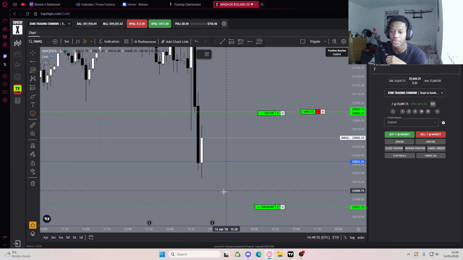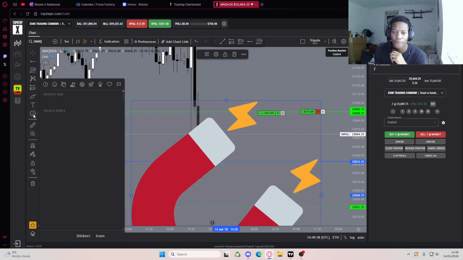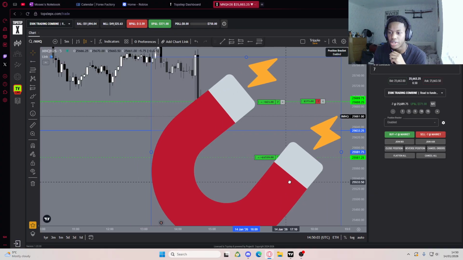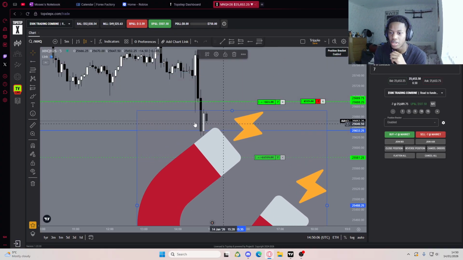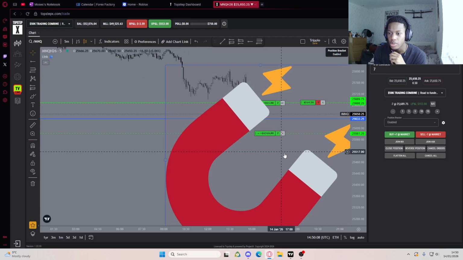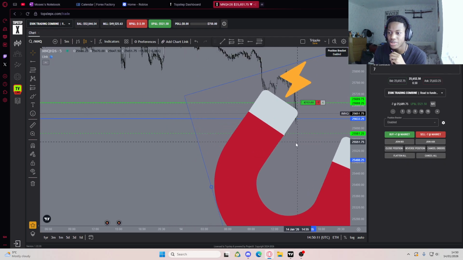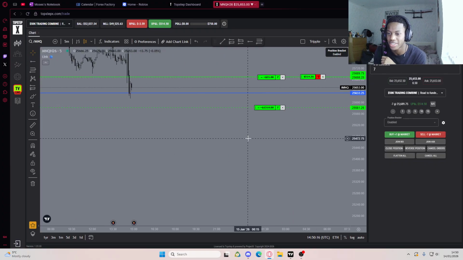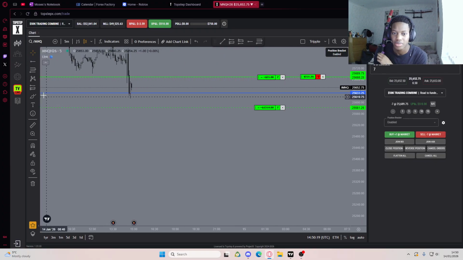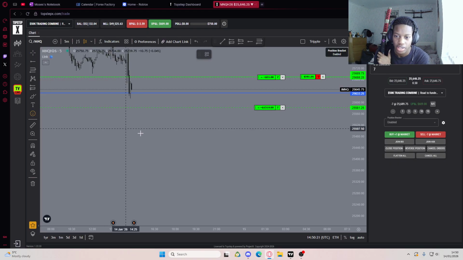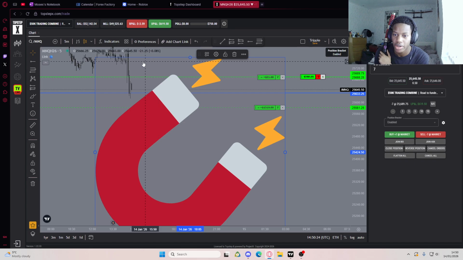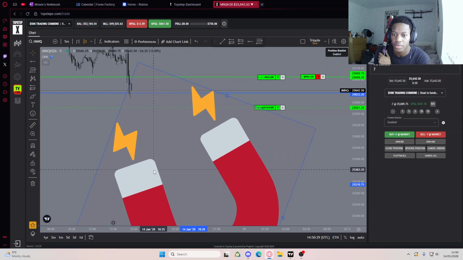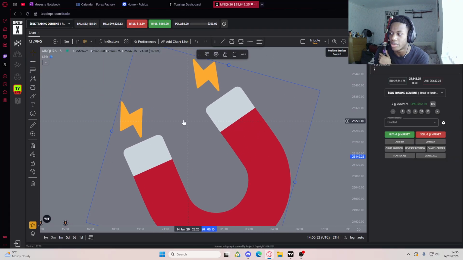Where's the magnet? Oh yeah, we might be cooked here. I don't like that close. It's a strong bullish close. Can I reduce the size of this, bro? How do I reduce the size? That's moving it. That's angling it. Fuck it, bro.